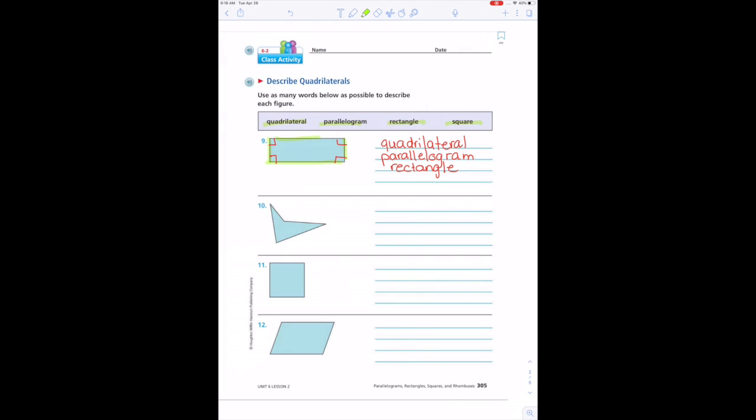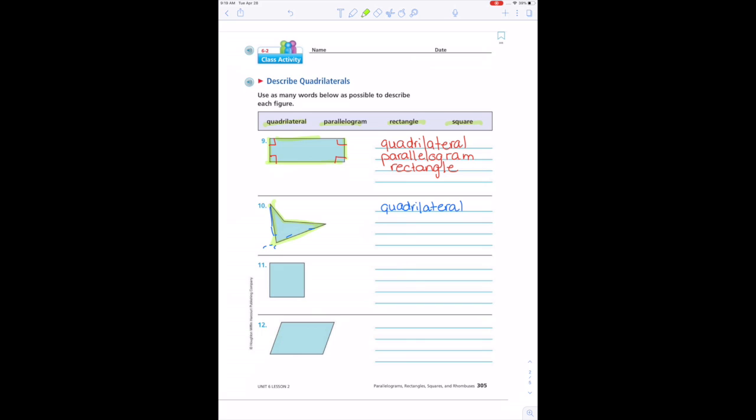4 sides. Let's take a look. We have 1, 2, 3, 4. So we have a quadrilateral. Okay. Parallelogram. Are the lines parallel? No, they meet. So it's not a parallelogram. Rectangle. Do we have any square angles? Right angles. 90-degree angles? We do not. And if it's not a rectangle, it cannot be a square, right? Because a square is a type of rectangle. So that means that number 10 is only a quadrilateral. Number 11.